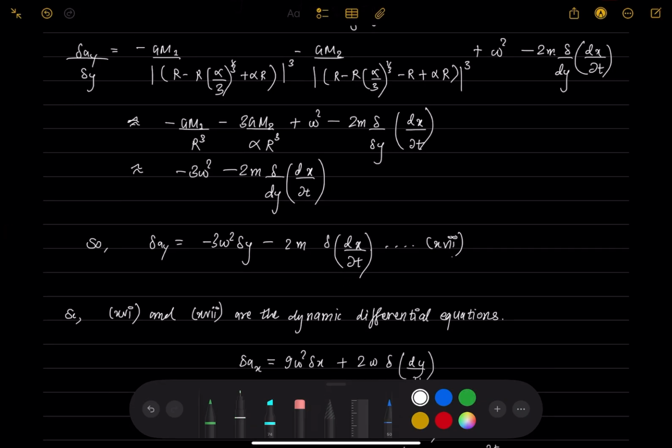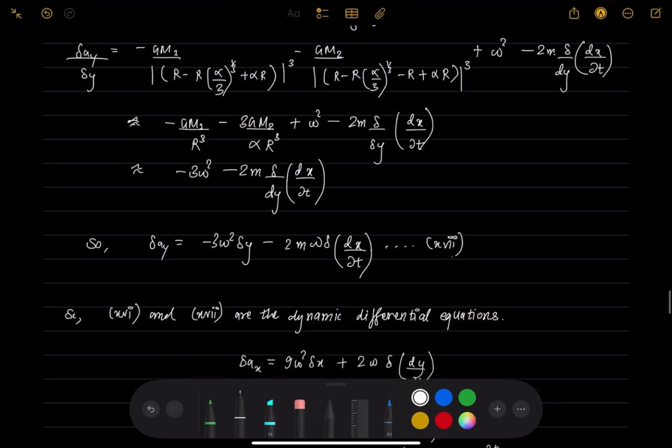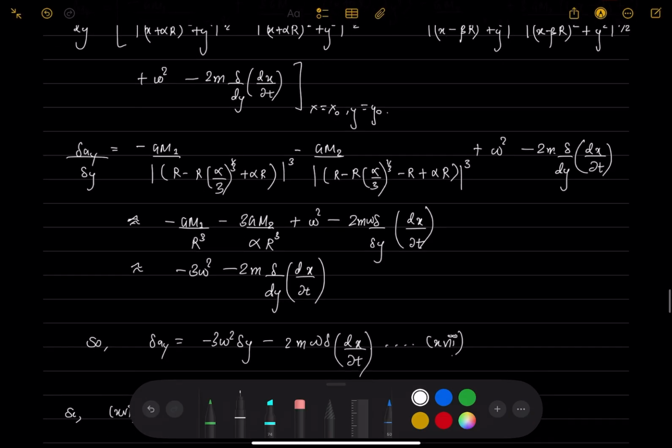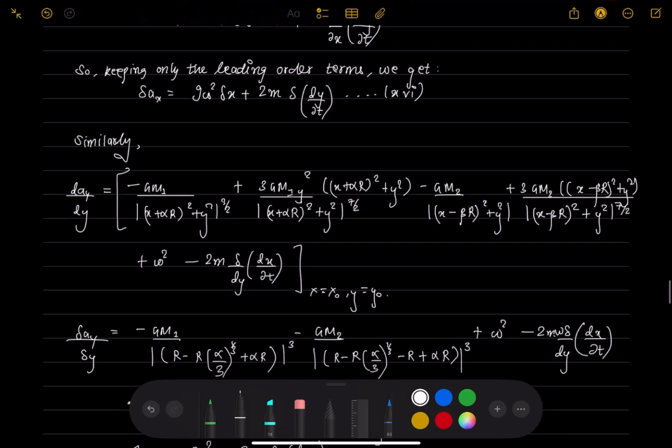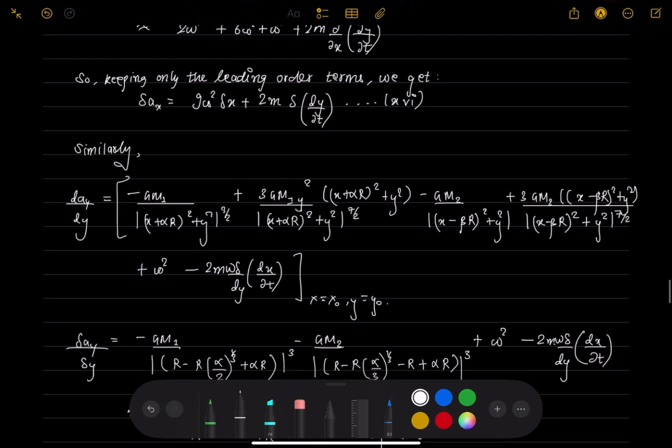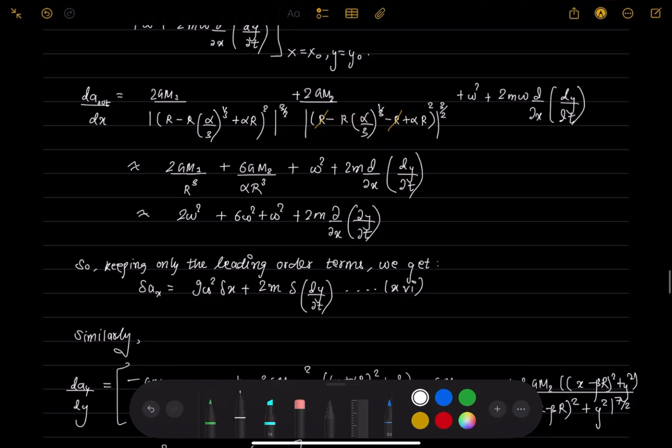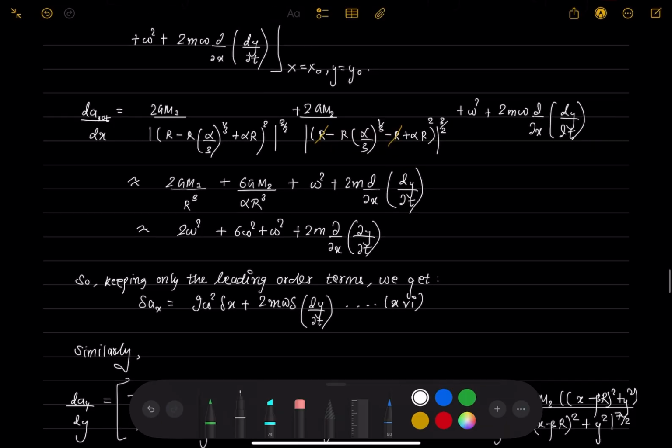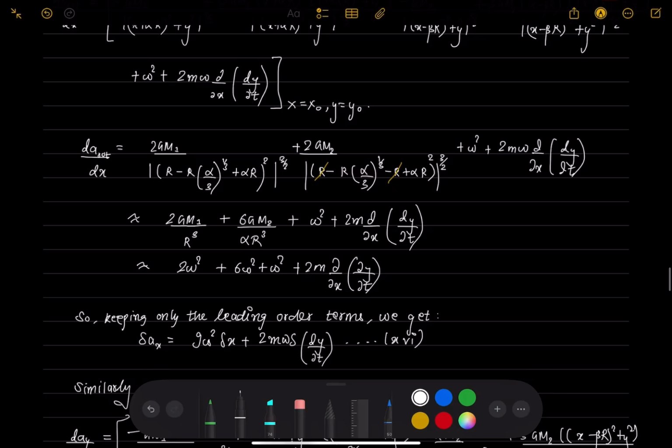So I think we're missing a factor of omega here. We're missing a factor of omega everywhere, actually. This is a Coriolis force term.